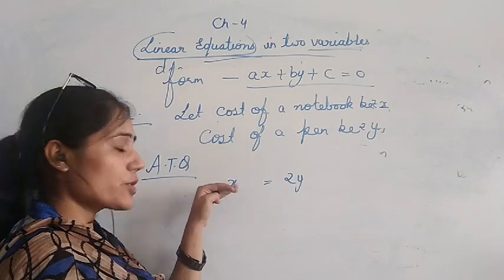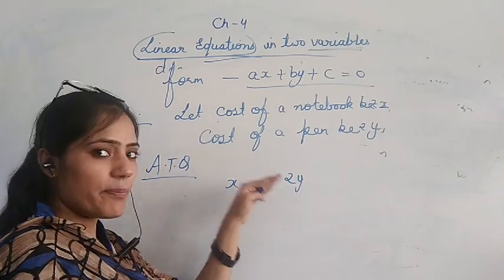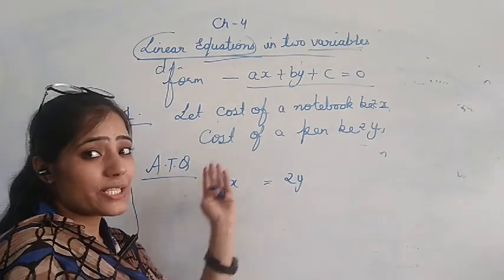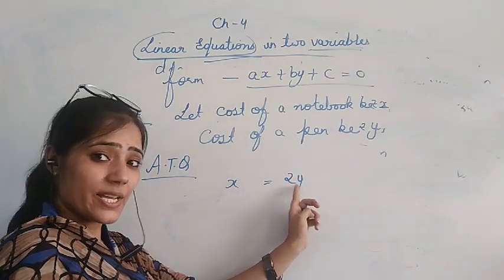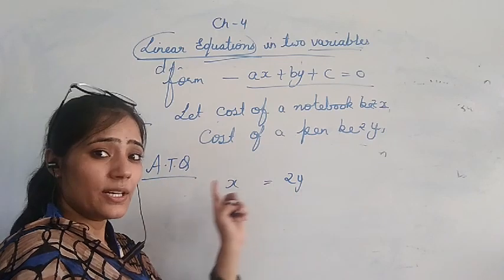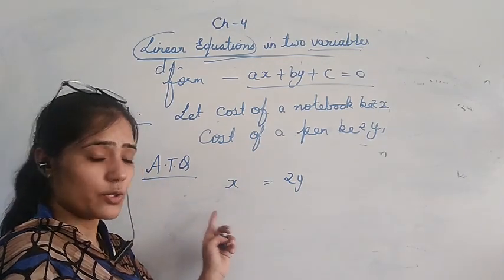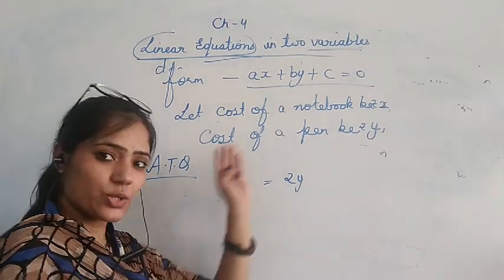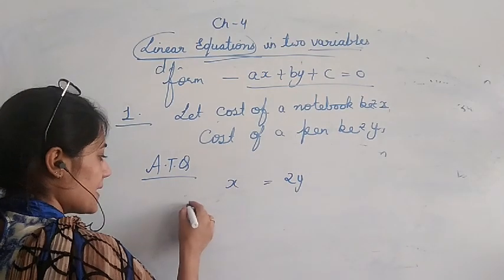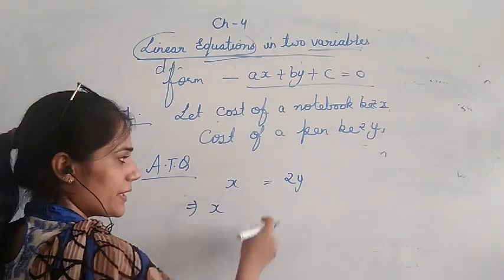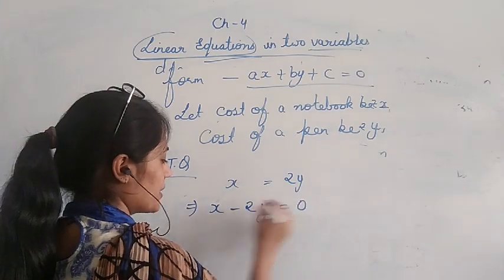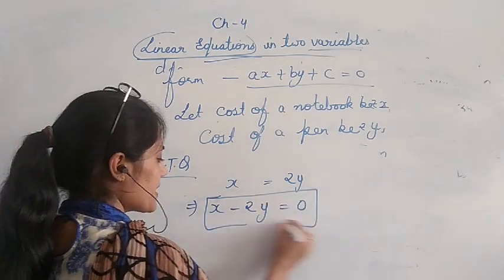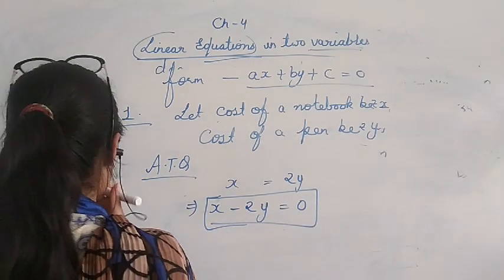So x is the cost of a notebook and y is the cost of a pen. The cost of a notebook is twice the cost of a pen, because the cost of a pen is half of the cost of a notebook. Now x will remain here, plus 2y will come this side. x minus 2y is equal to 0. This is the required linear equation.